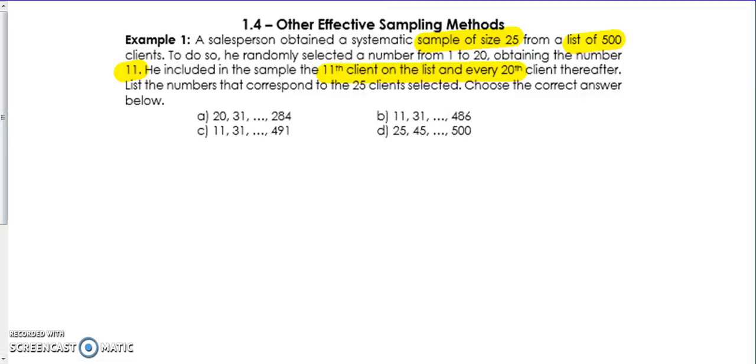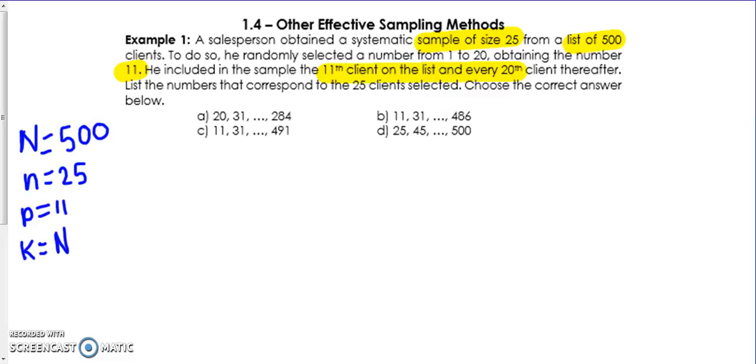So we know that the population is 500. So remember, we use capital N for our population size. And our sample size is 25, so we use lowercase n to represent our sample size. And it says that he randomly selected the number 11, so P is going to be 11. And then we need to find K.